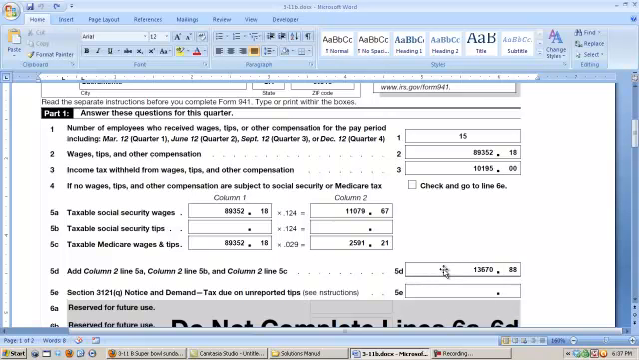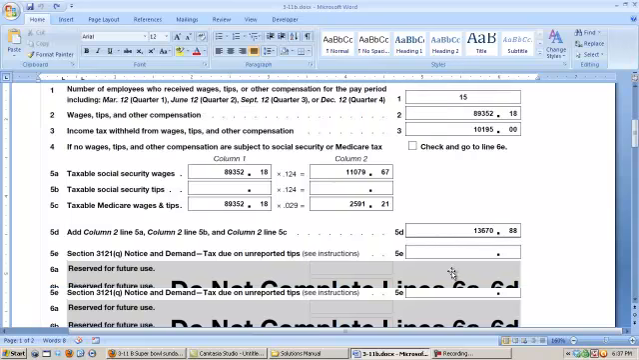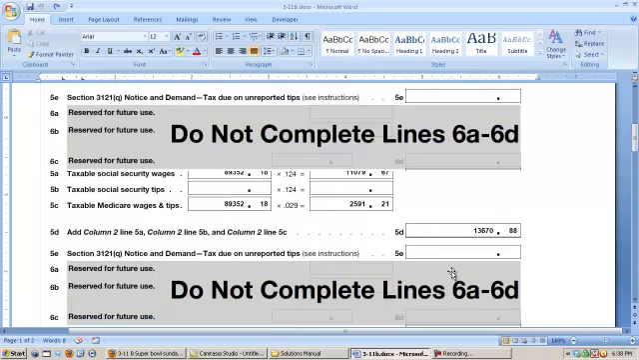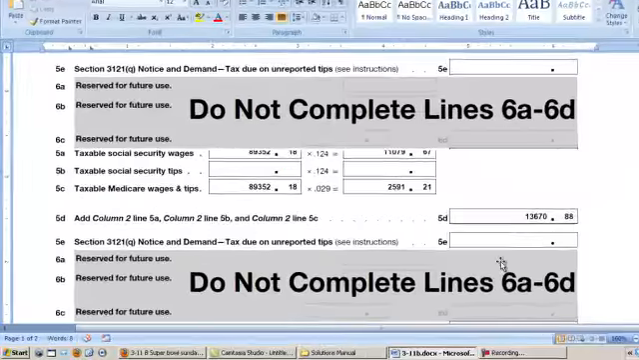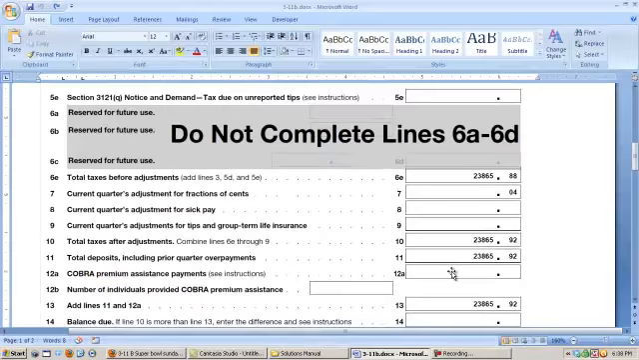Okay, so remember here we have to total these two together. We have to total the amount of income taxes withheld and total the amount of FICA taxes. We total those two together, and we're looking at $23,865.88.